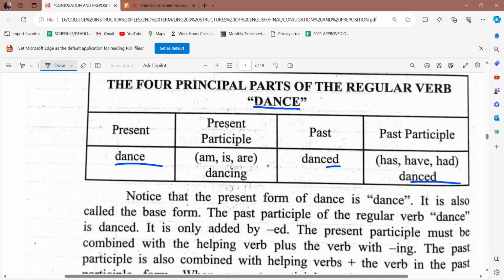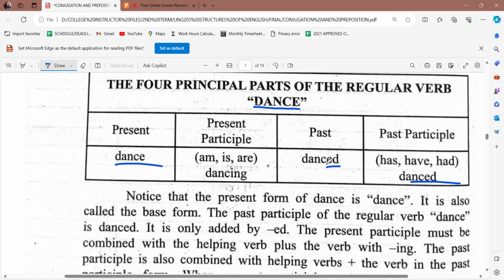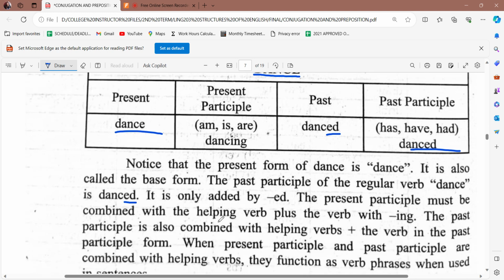This is an example of a regular verb where the past and past participle are the same. Notice that the present form of dance is dance. It is also called the base form. The past participle of the regular verb dance is danced with ed. It is only added by the suffix ed. The present participle must be combined with a helping verb plus the verb with ing.